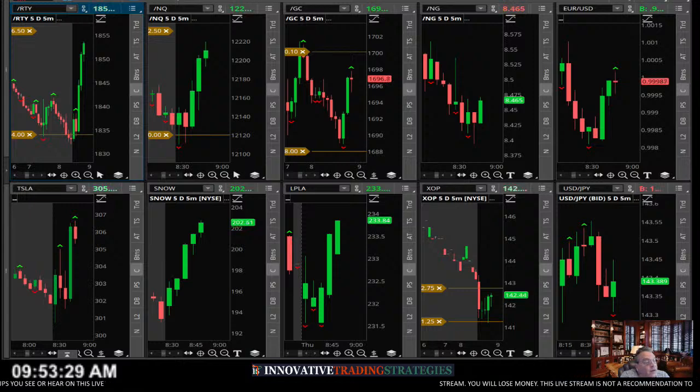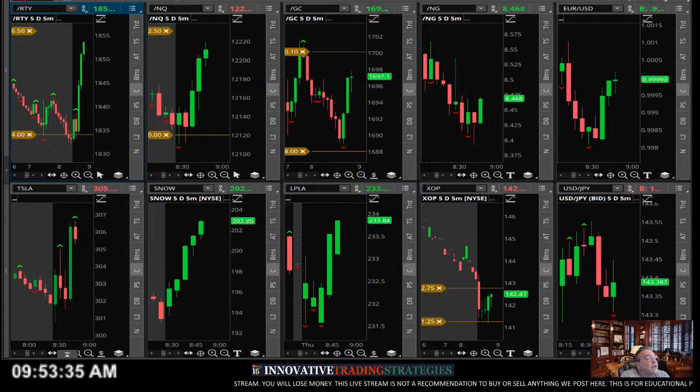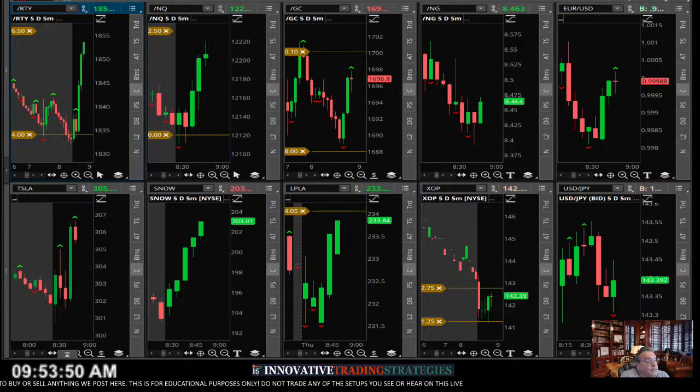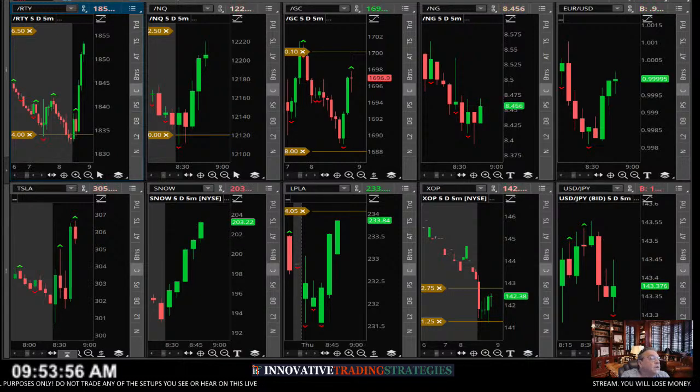LPLA, couldn't call that a one out. That's already in a buy. I'll at least give you the target on it. Target is 234.05. And it wouldn't reverse on that unless we came all the way down to 231.80.